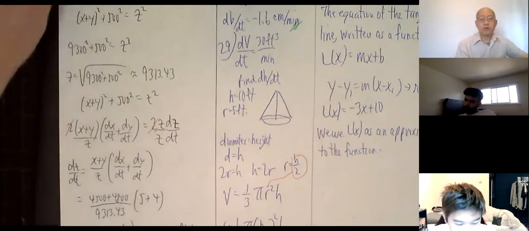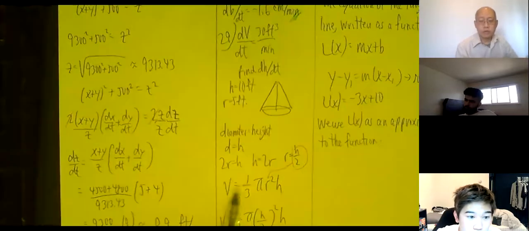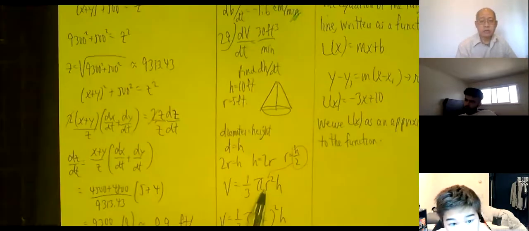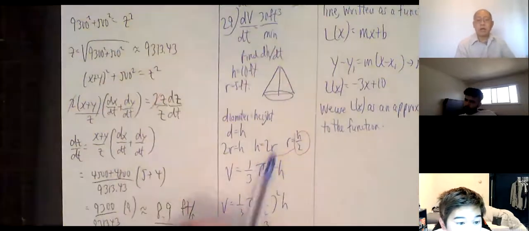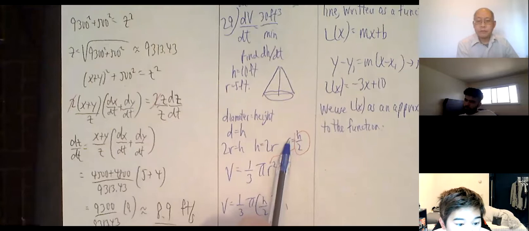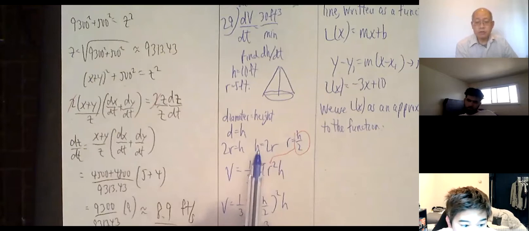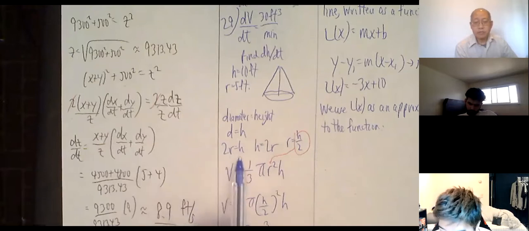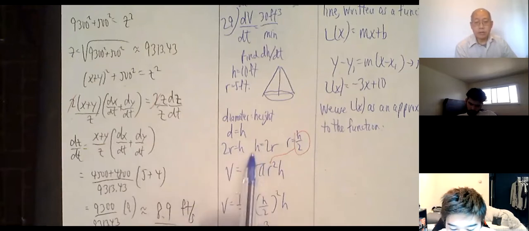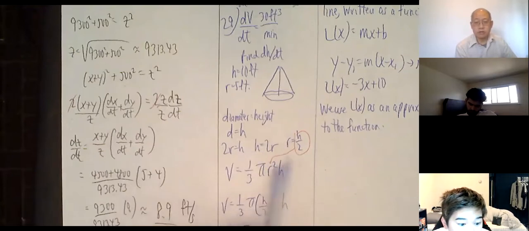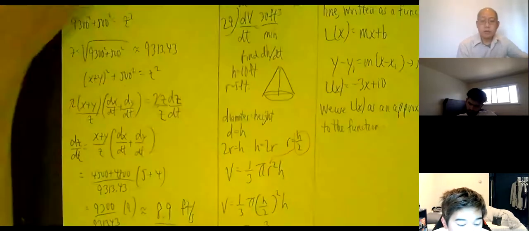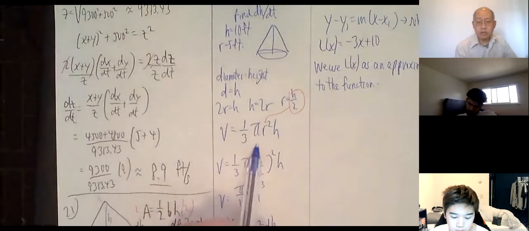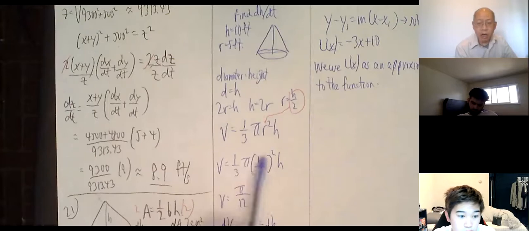I used the formula for the volume of a cone, which is 1/3 pi r squared h. But r is equal to h over 2. Since the height is 2r, r is h over 2, because it says the diameter and the height are the same. So since h equals 2r, then r is equal to h over 2. I plugged that in right over here. It looks like this: 1/3 pi, h over 2 squared, times h.